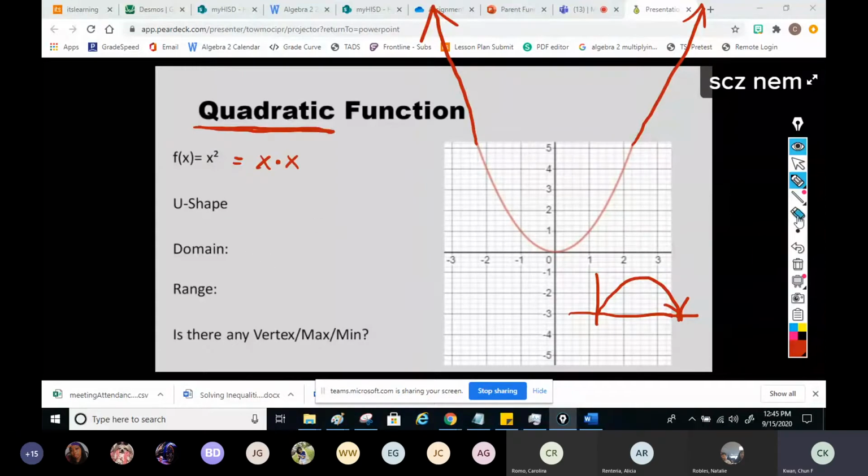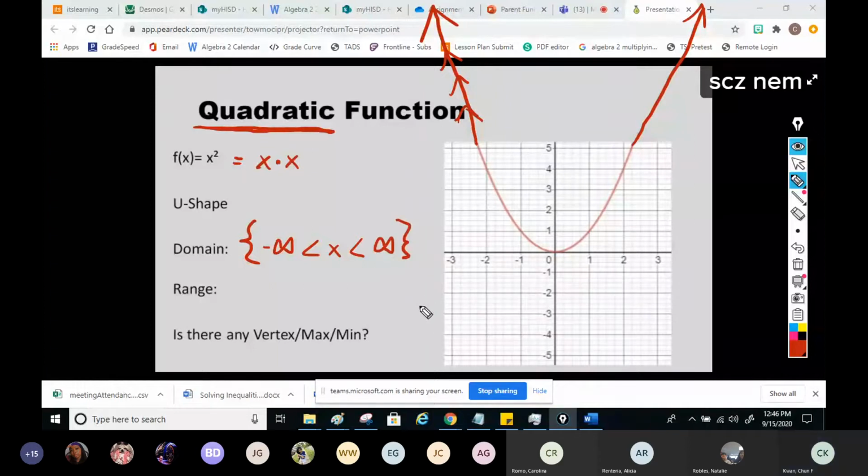And then the domain and range. So domain is your x's. That means how far left and how far right it's going to go. If you look at the left side, it keeps on going to the upper left. It will never stop. It's just going to keep going to the upper left forever. So the furthest left that it's going to go is negative infinity, less than x, less than. On the right side, it will keep going to the right. It will never stop. So that is positive infinity. That's your domain.